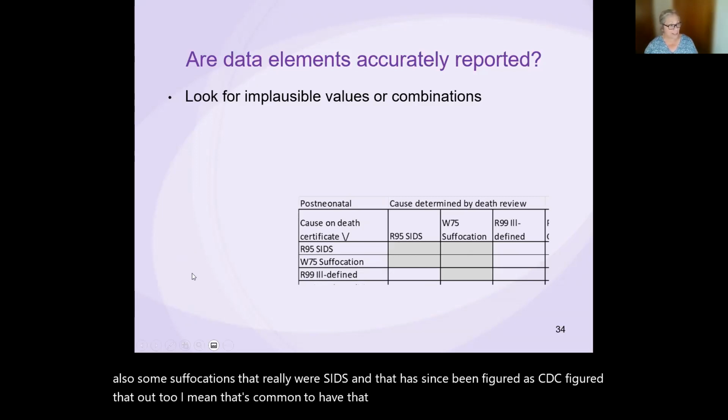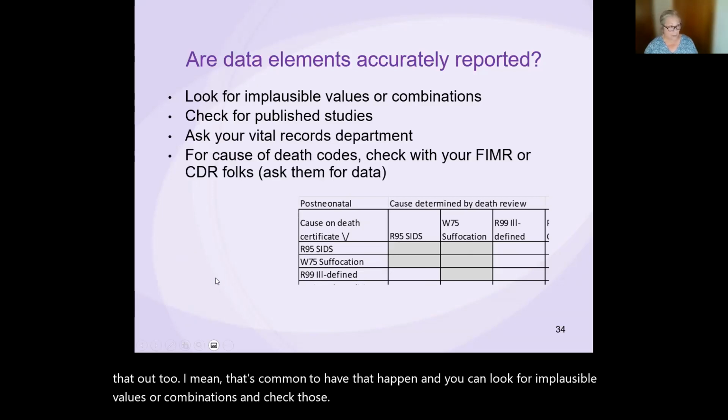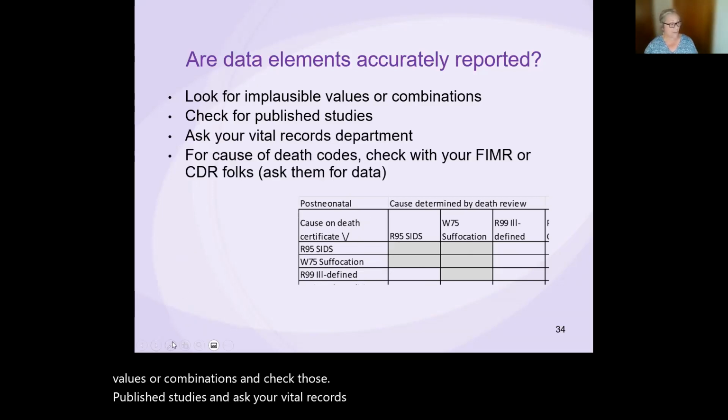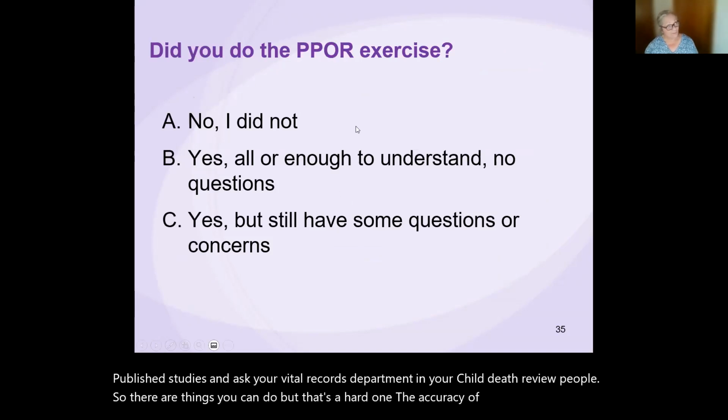You can look for implausible values or combinations, check those published studies, and ask your vital records department and your child death review people. So there are things you can do, but accuracy of reporting is a hard one.